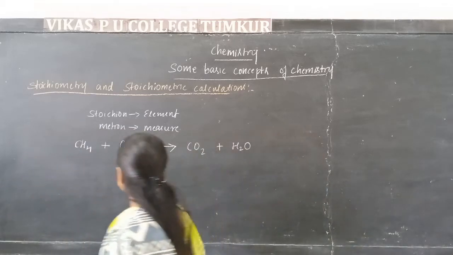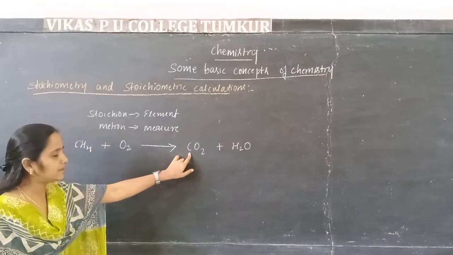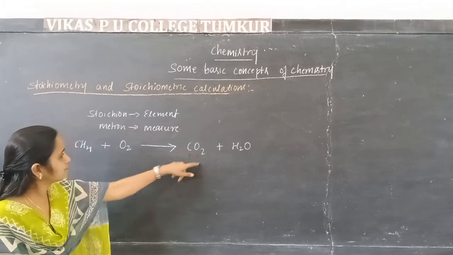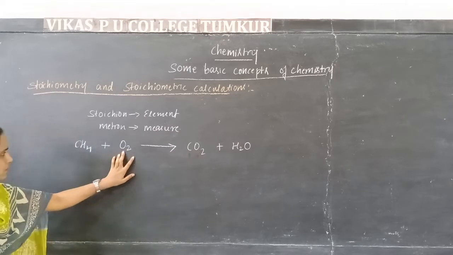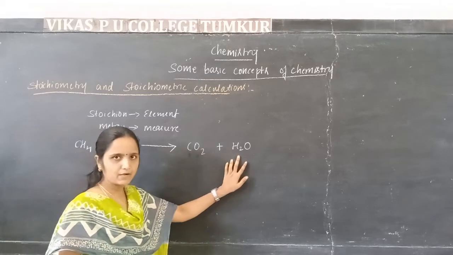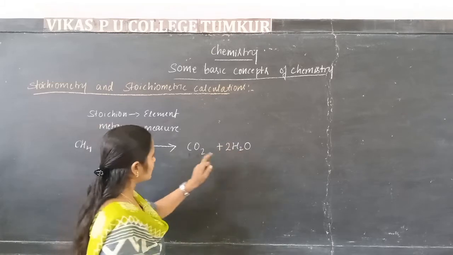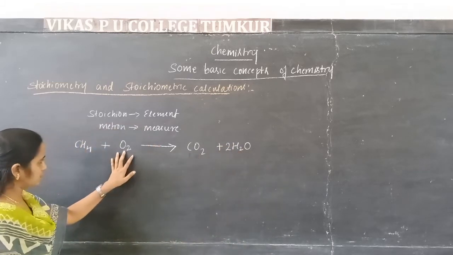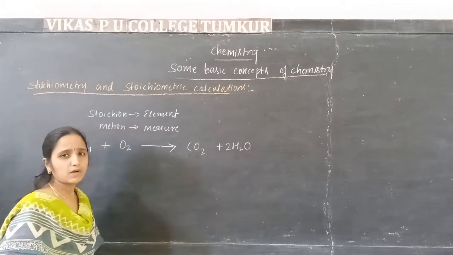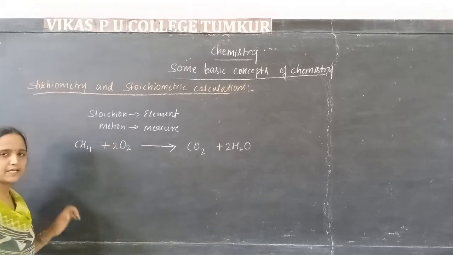Let me check. Number of carbon atoms: here also one, so no need of balancing the carbon. Oxygen: here 2, and here 2 oxygen. Hydrogen: here 4, so we need to balance the hydrogen. Therefore, we take 2H2O. At that time, the oxygen on the right is 2 plus 2, 4 oxygen atoms, so we should take 2 here. This is the balanced chemical equation.